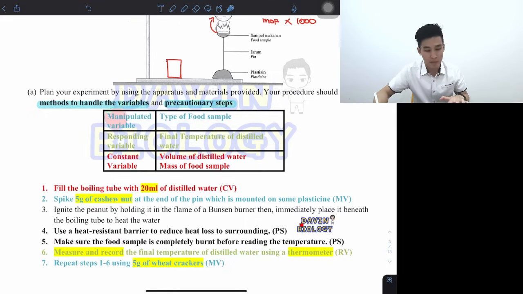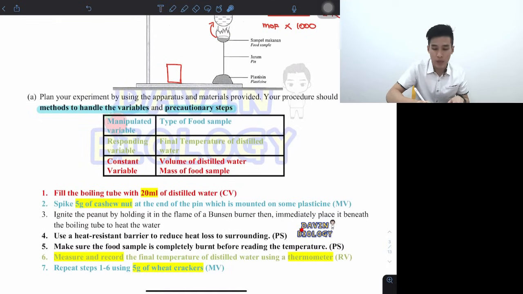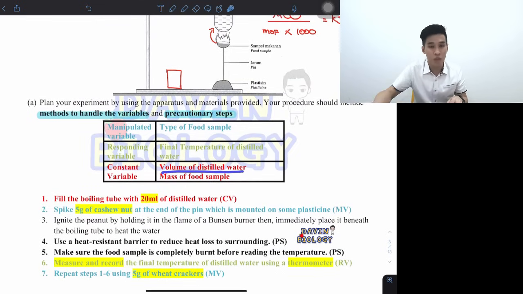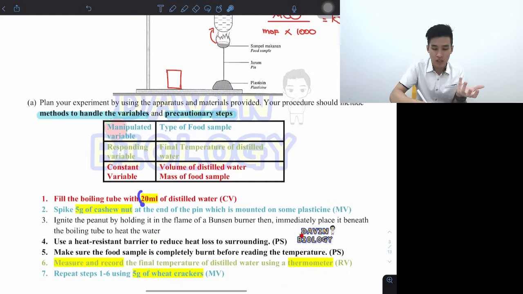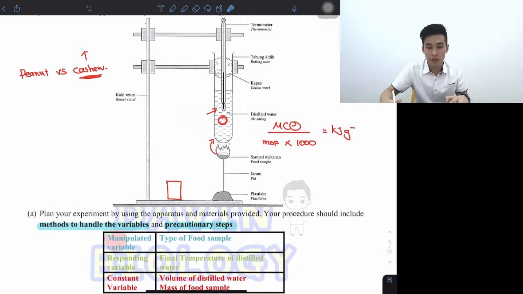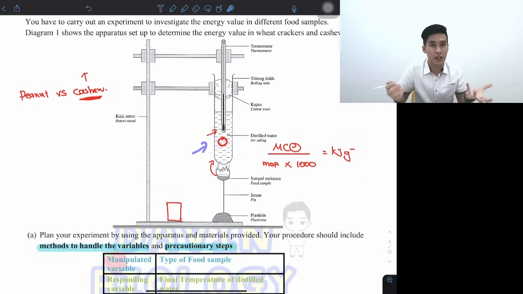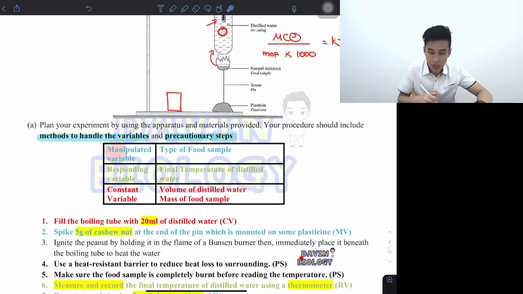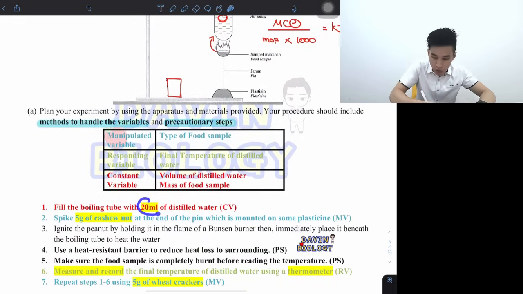So first, I start by saying fill the boiling tube with 20 ml of distilled water. So volume of distilled water is my constant, right? So how do you handle this constant variable? You must mention how much. What's the value? 20 ml. Sometimes the question will give you this, but if they didn't give you the boiling tube, you judge yourself. There's not much water you can put inside, also 20, 30 maximum. So for constant variable, you must mention the value of the constant. Then here, 1 mark for constant.